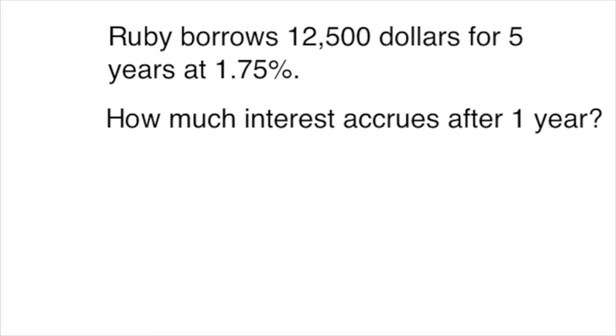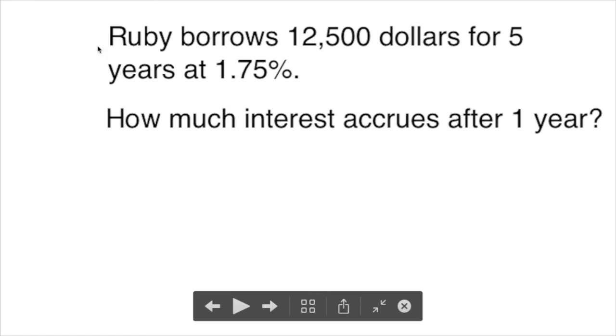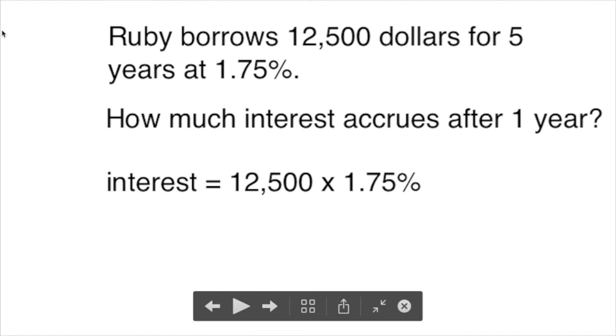So if we take the same situation, and we ask, all right, how much interest will accrue after 1 year? So she borrowed $12,500. How much more is she going to pay the next year? So what we're doing is we're looking at a percentage of the original amount. Every year she's going to pay 1.75% of the $12,500. That's how much the interest is going to be. 1.75% of $12,500.